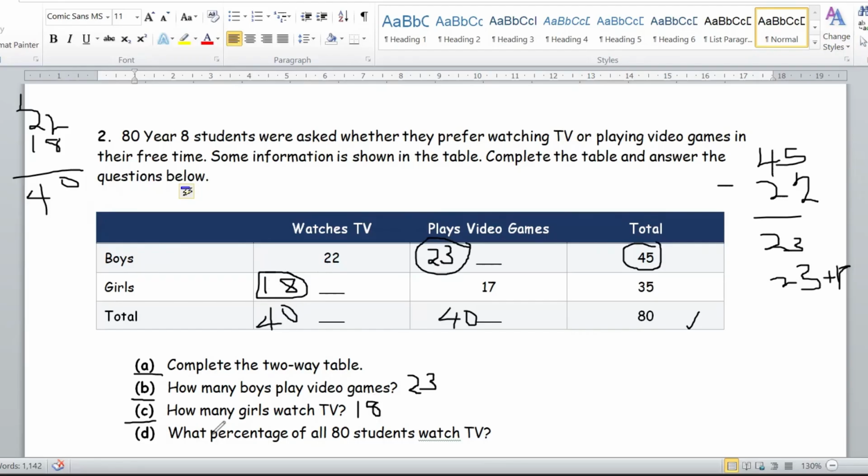And then finally, what is the percentage of all students that watch TV? Let's look at how many students watch TV. 40 students watch TV. So we have 40 divided by the total number of students, 80. I am looking for percentage, so multiply by 100.